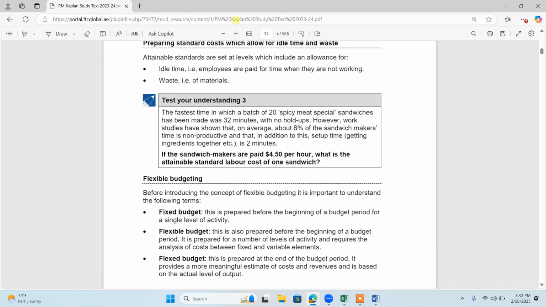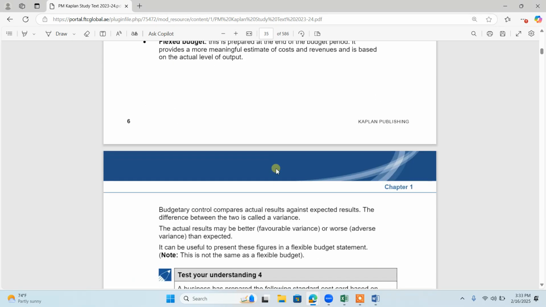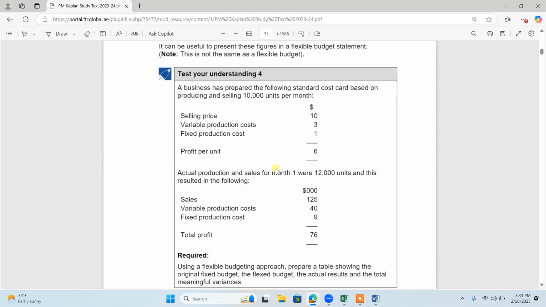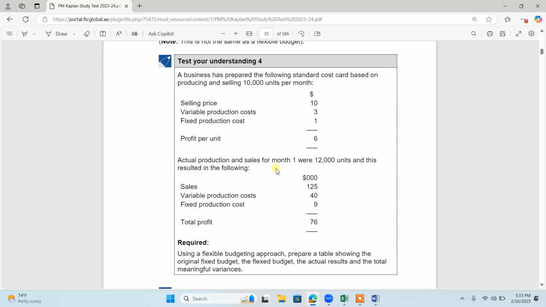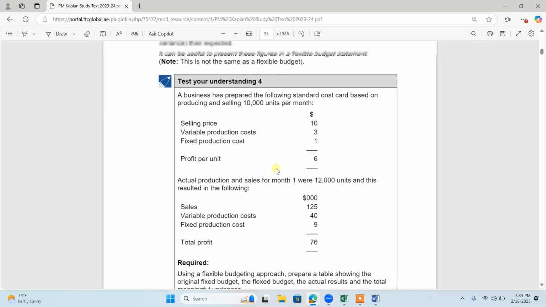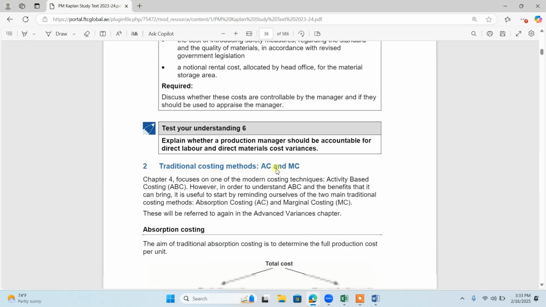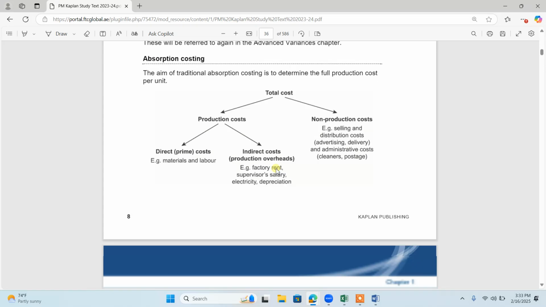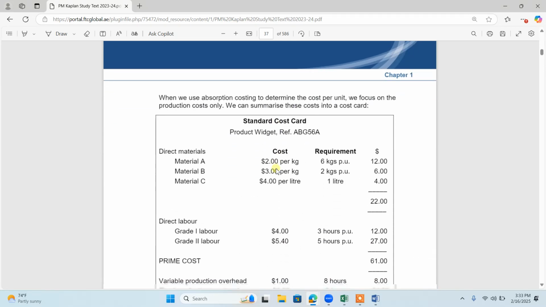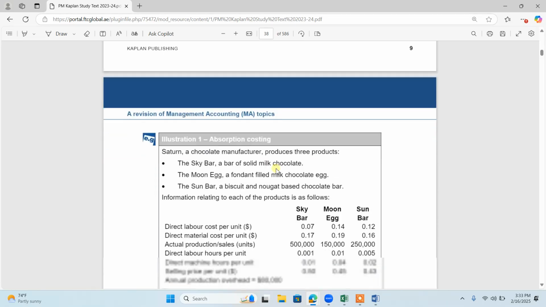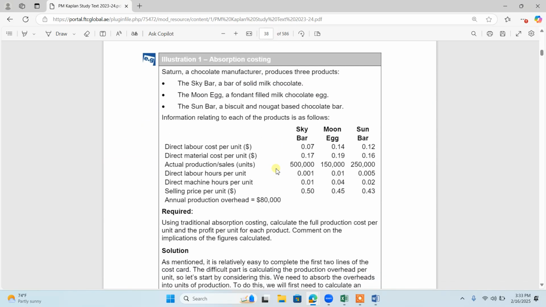Theoretical portion, my dear, you can read it by yourself. This question is regarding the budgeting. It's not regarding the absorption costing. Okay. Now let's solve one of the questions, by using the absorption costing.